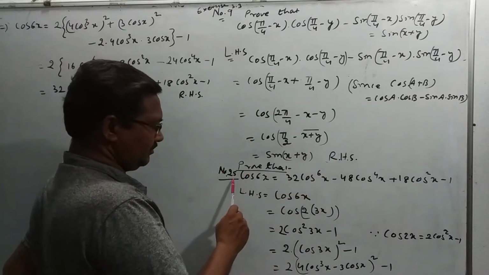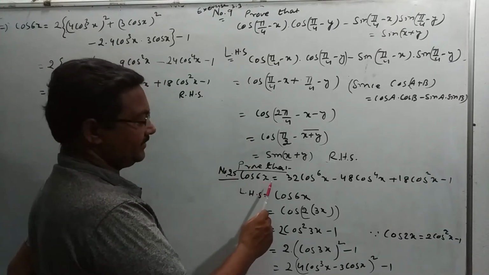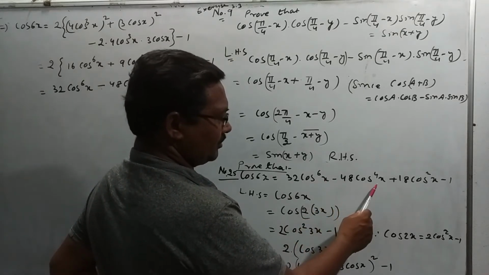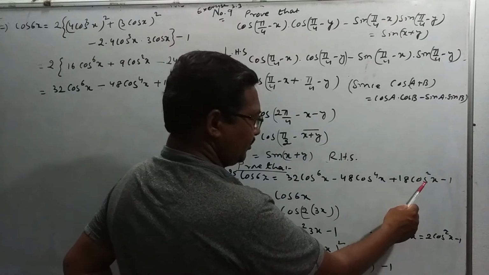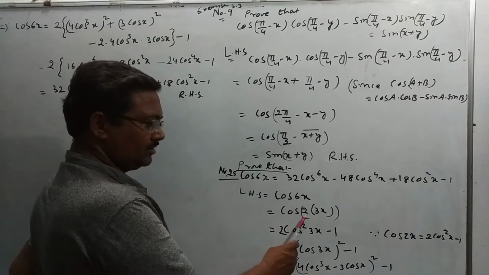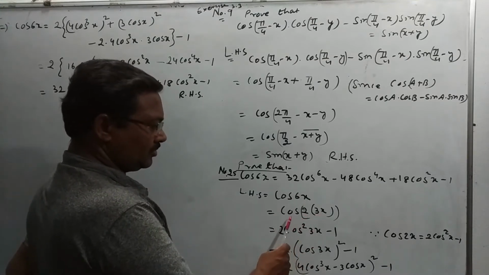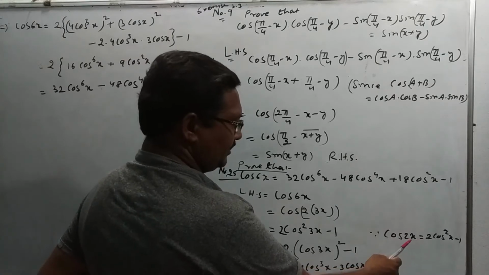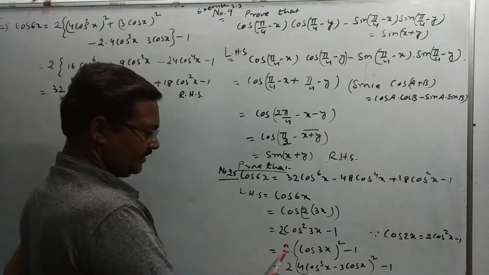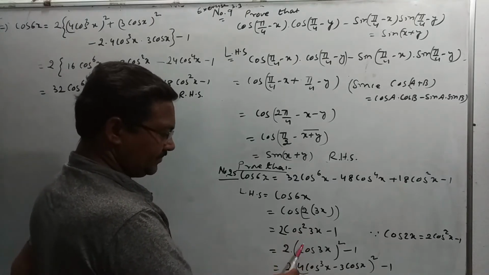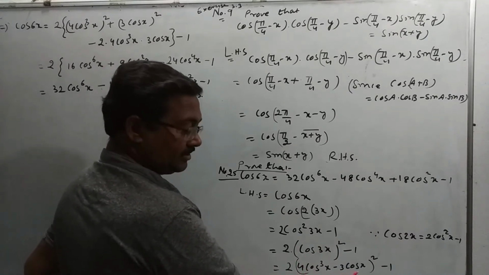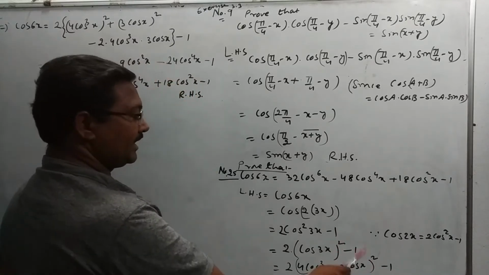Next exercise, question number 25: cos 6x equals 32 cos to the power 6 x minus 48 cos to the power 4 x plus 18 cos square x minus 1. LHS: cos 6x equals cos 2 times 3x. In the cos 2 theta form, we know that cos 2x equals 2 cos square x minus 1. So 2 cos square 3x minus 1. Here cos square 3x means cos 3x whole square, and cos 3x is 4 cos cube x minus 3 cos x, taken whole square, and then write minus 1.